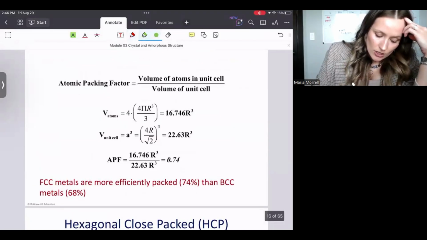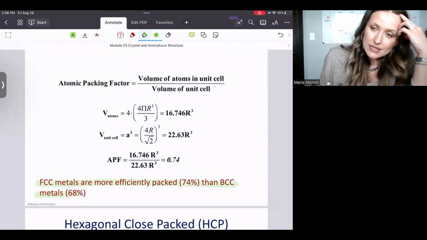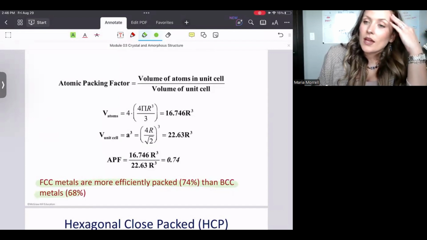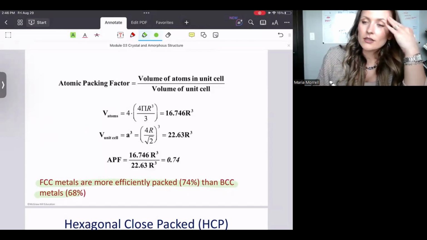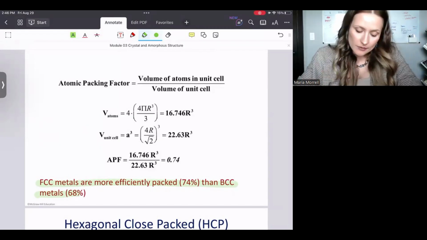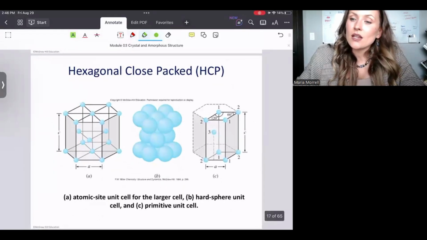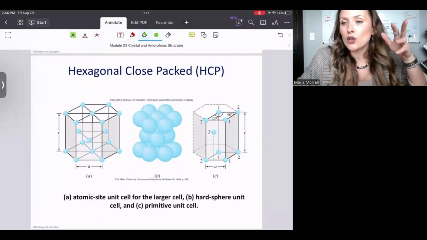Now, what is the conclusion? Is that the FCC metals are more efficiently packed than BCC metals. Later on, you'll also find out that they're softer than BCC because they're more efficiently packed, right? Or densely packed.